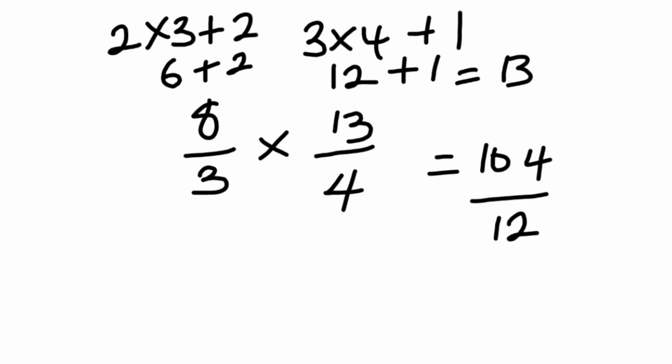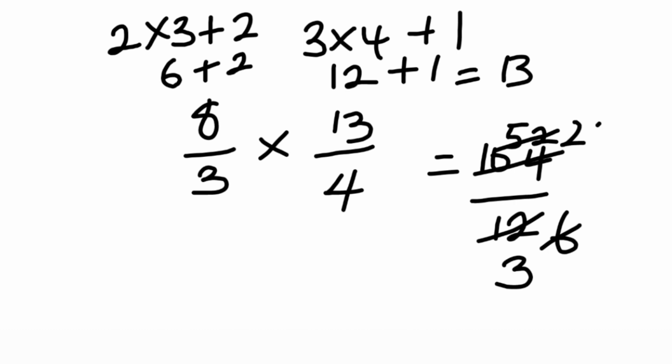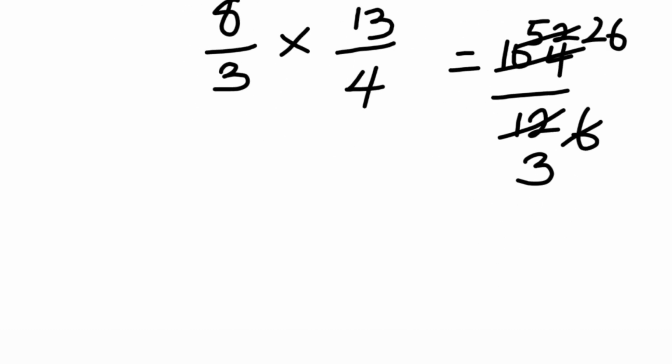Now we're going to try to simplify. We start by dividing by 2. When we divide 12 by 2, this is going to give us 6. We divide 104 by 2, which gives us 52. If you look again, we can still divide by 2. So we'll divide 6 by 2, which is going to give us 3. When we divide 52 by 2, it gives us 26. So here we have our final answer, which is equal to 26 over 3.